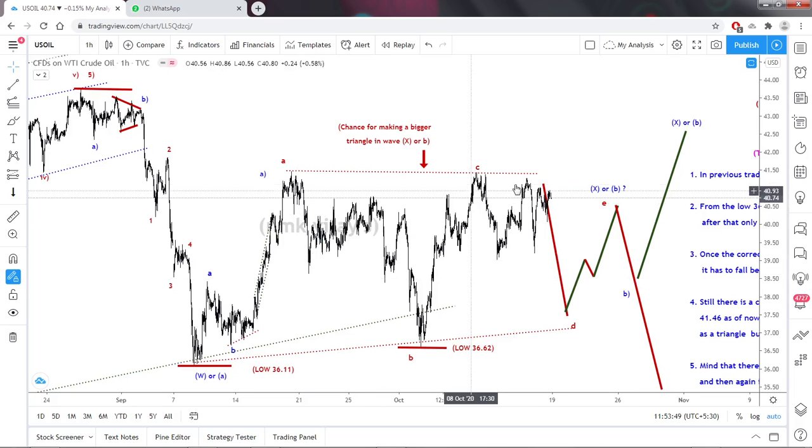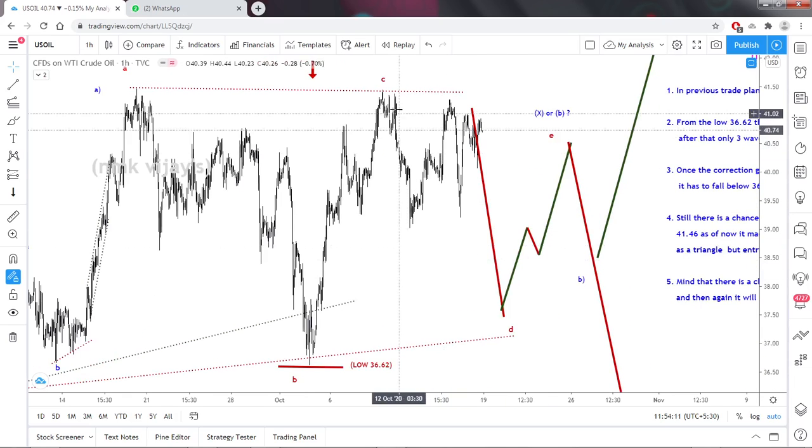But this triangle would be a B wave, an intermediate wave triangle also. So in that case, this is an A, B, C, D, E. So this is an A, B and C. So in either condition, only if it breaks can we confirm that it is a triangle or a valid or irregular flat like that. So what I did is, I'm expecting for that bounce.